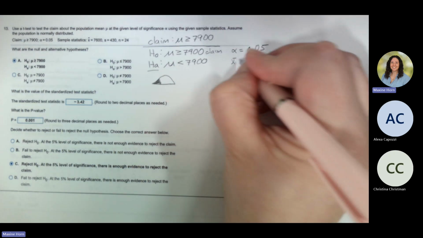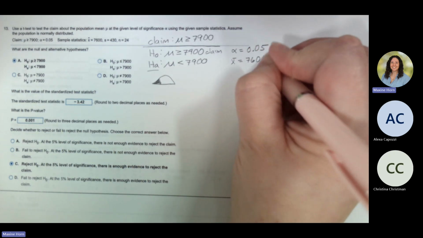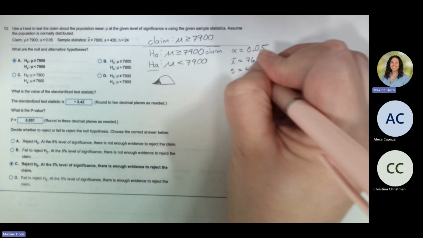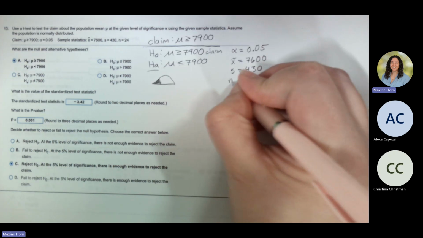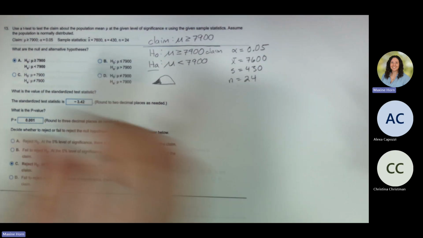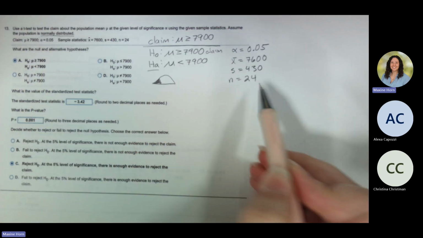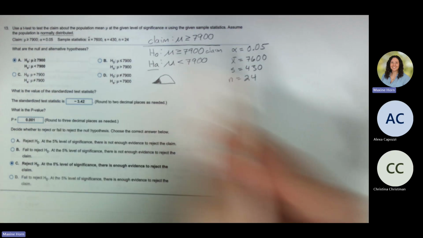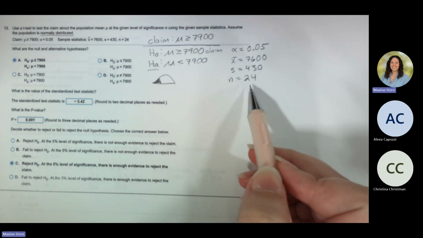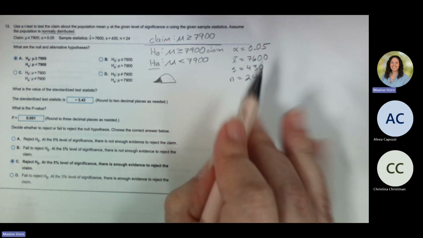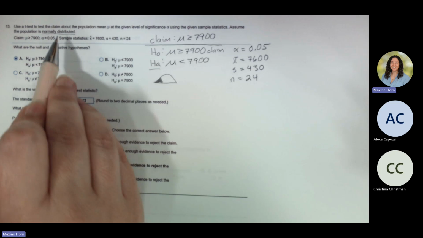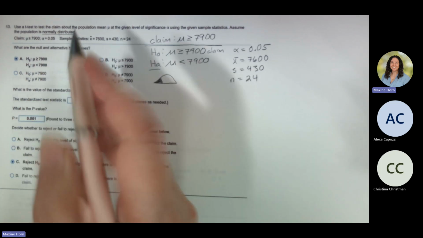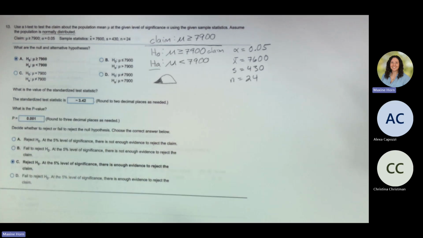Let's go through and label everything else they gave us. They gave us a sample mean of 7,600 and a sample standard deviation of 430 and a sample size of 24. It's good that they told us that it's normally distributed because that's not a big enough sample size otherwise, right? If it wasn't normally distributed and we had a sample size less than 30, that would be a problem. But it's okay that this is a small sample size because it is normally distributed, right? So that's like telling us that the T is acting more like the Z.